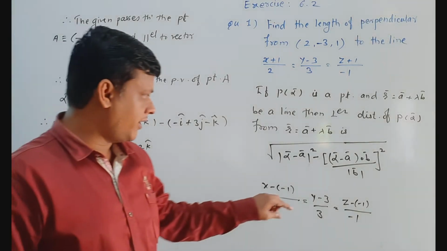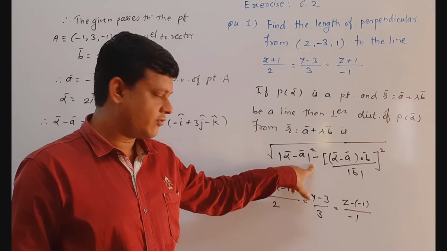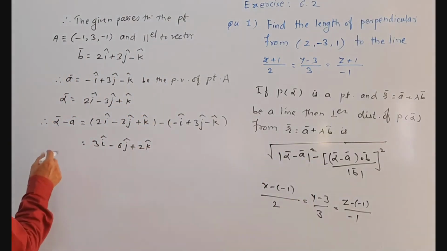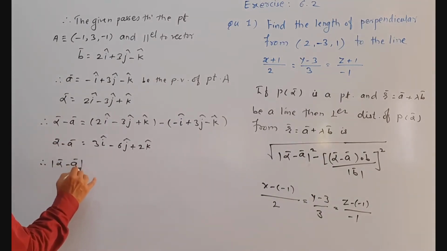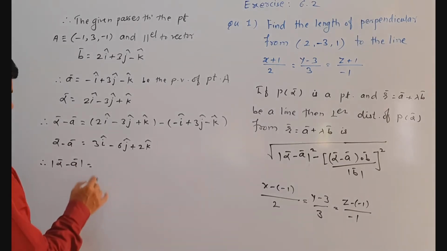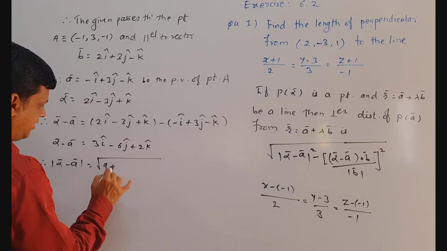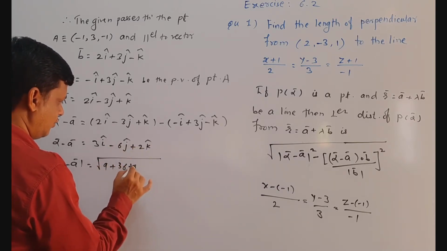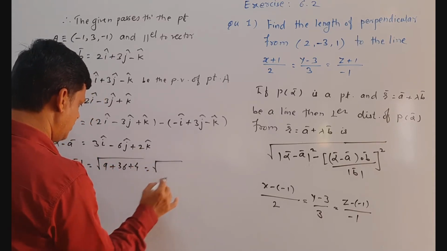We require the value of alpha bar minus a bar its square, that means magnitude of alpha bar minus a bar. So we first calculate the magnitude of alpha bar minus a bar, therefore magnitude of alpha bar minus a bar is equal to, so we write here 3 square is 9, plus 6 square is 36, plus 2 square is 4, so we get here root 49.